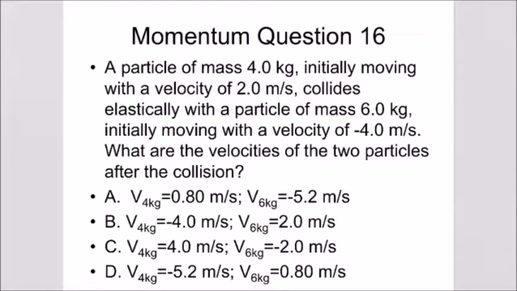So in this problem, we have a particle of mass 4 kilograms moving with a velocity of 2 meters per second, that collides elastically with a particle of mass 6 kilograms, initially moving with a velocity of negative 4 meters per second. What are the velocities of the two particles after the collision? So to make some space, we're going to move over to the next slide.